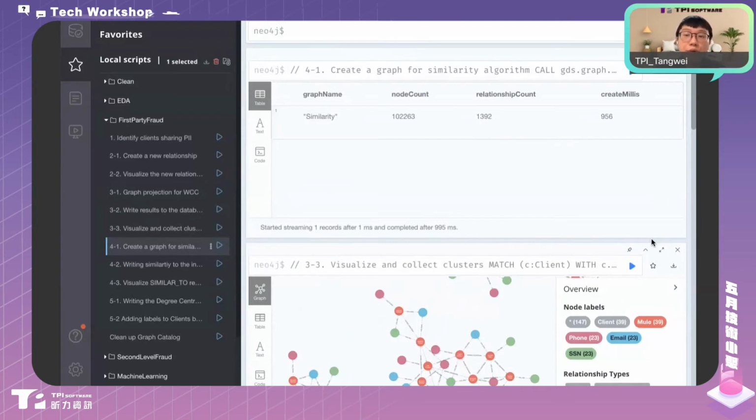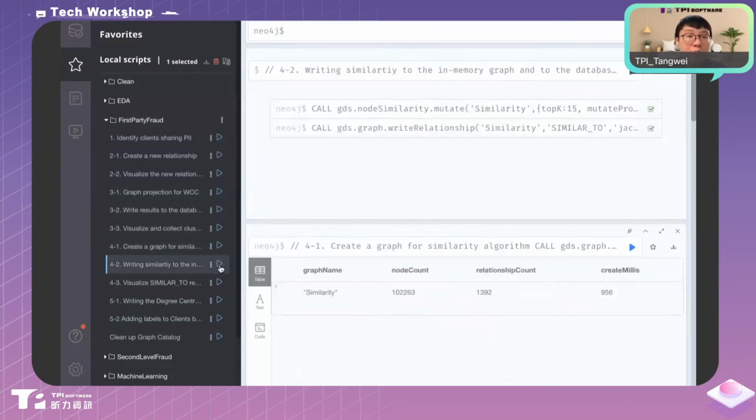So node similarity uses the Jaccard metric, which computes a similarity score for a pair of nodes by looking at related nodes in the network that are common to both nodes, divided by the sum of all nodes related to both of the nodes. So in here, we will create the graph for the similarity algorithm, and then we call this graph name similarity. And then we will write the similarity to the in-memory graph and to our database.